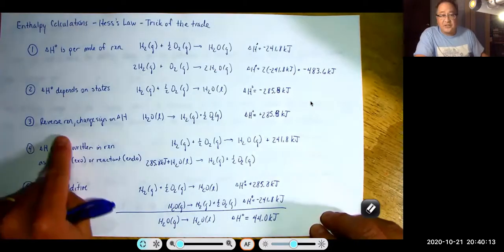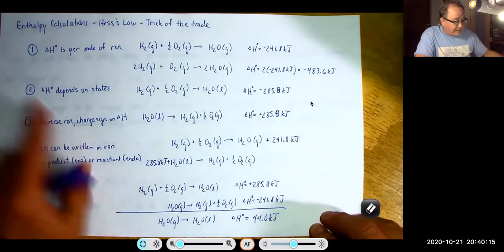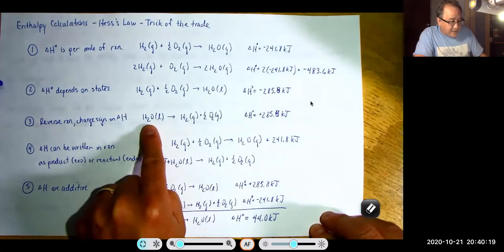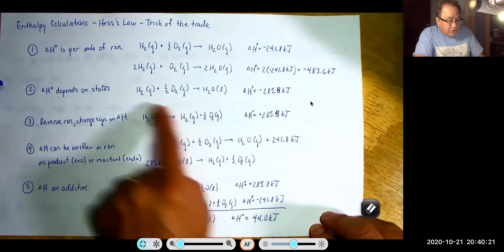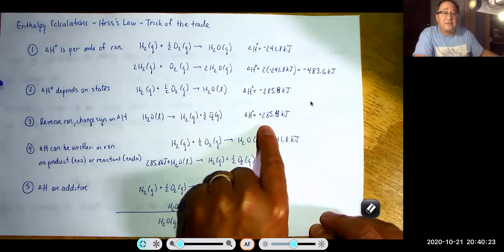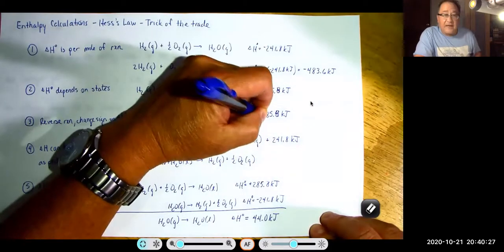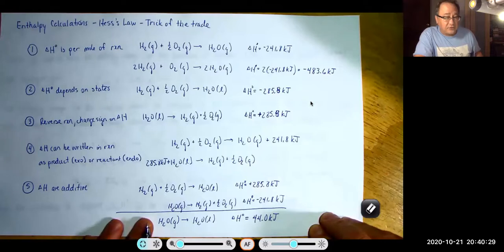If you reverse a reaction, that is, if you take this product and make it a reactant, and these reactants and make it a product, you change the sign on the enthalpy change. So here, this is a positive 285.8 kilojoules for the reaction.